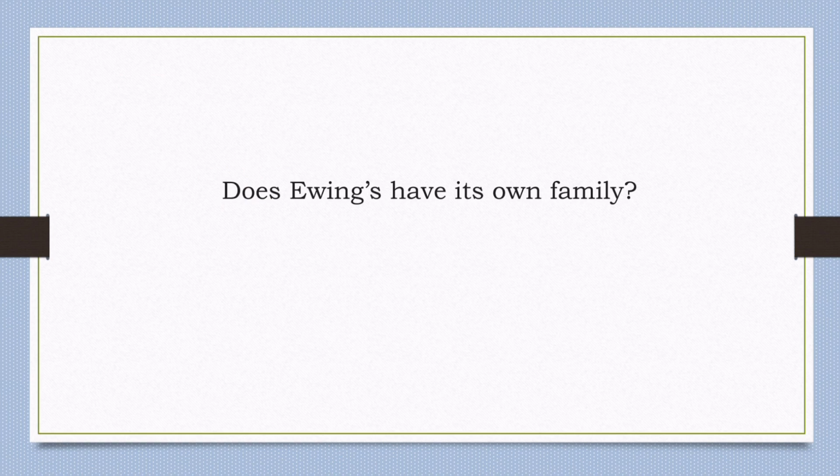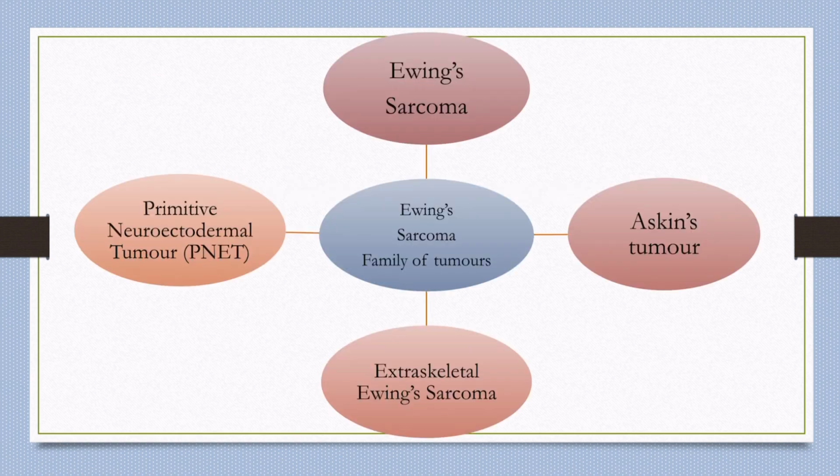Does Ewing's have its own family? The molecular study showed similar genetic profiles and translocations for 3 tumors: primitive neuroectodermal tumor, PNET, Askin's tumor, and extraskeletal Ewing sarcoma. They were subsequently felt to be related, as opposed to distinct entities. As a result, currently they are all considered to be a part of the Ewing sarcoma family of tumors.